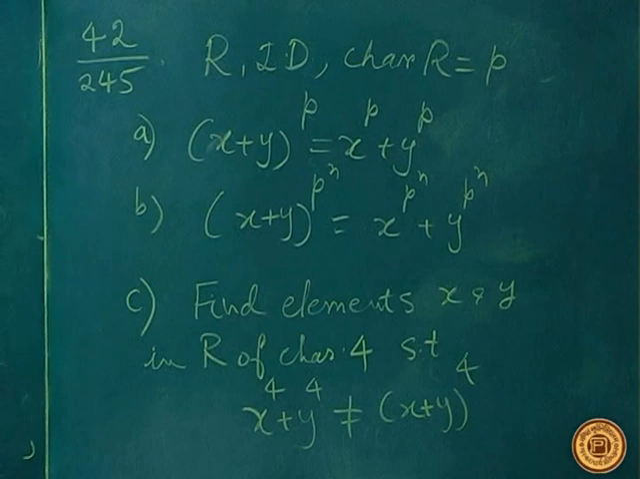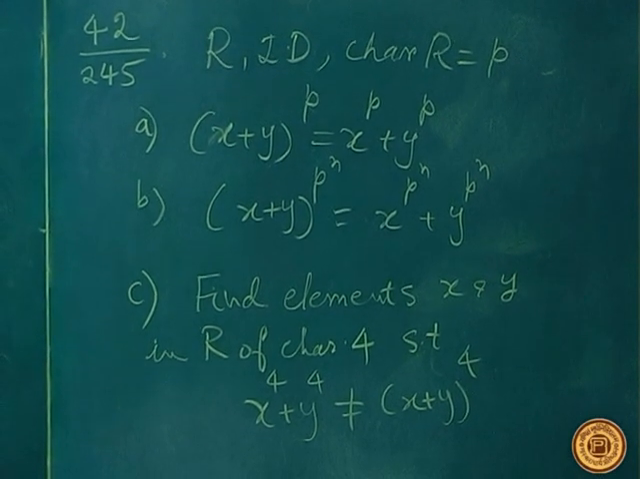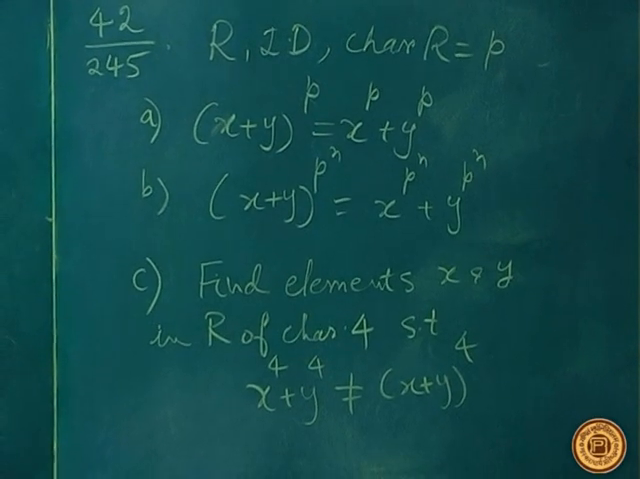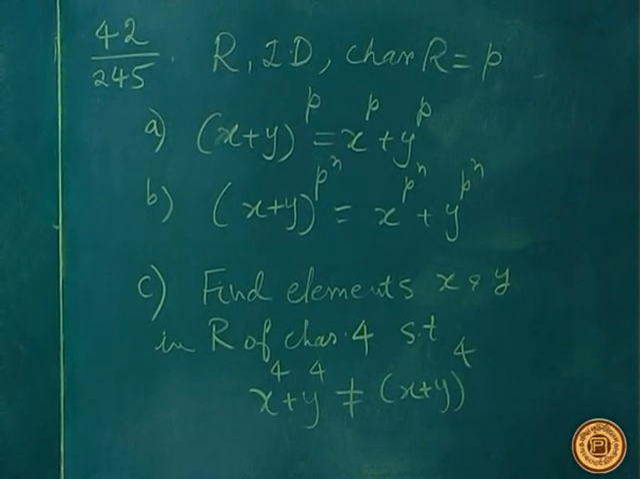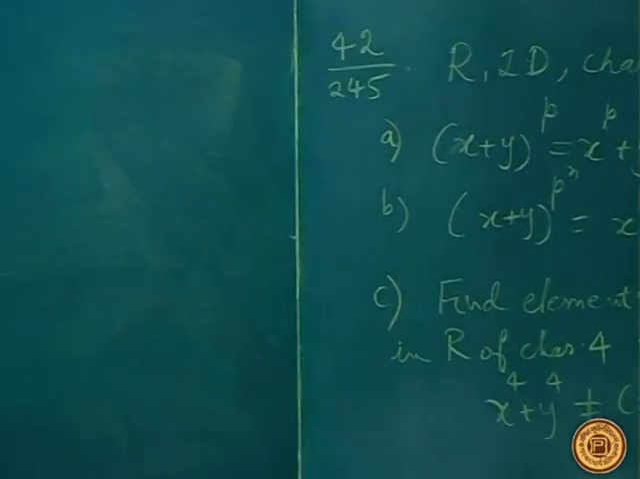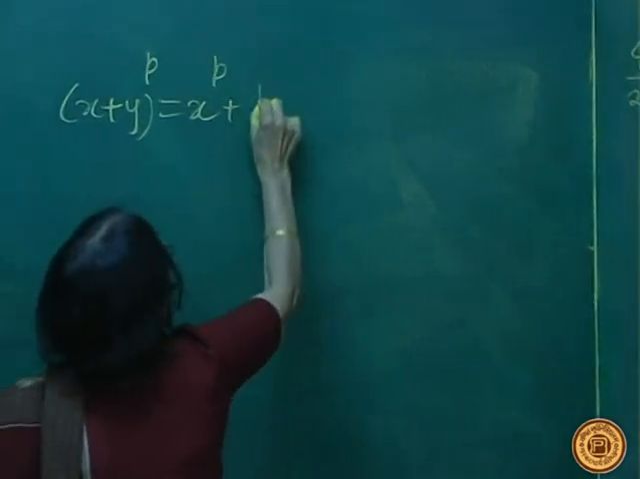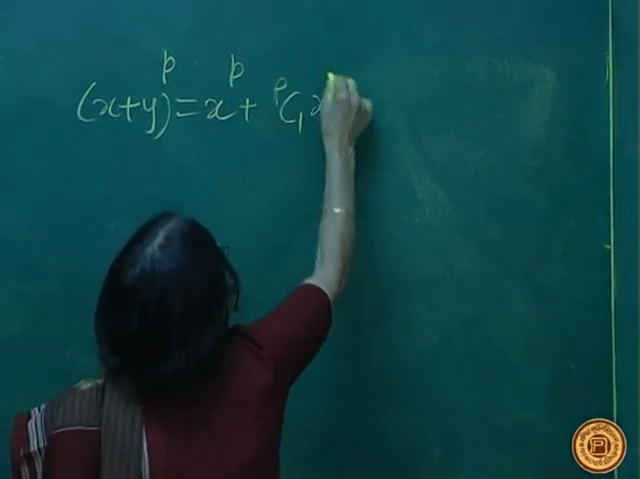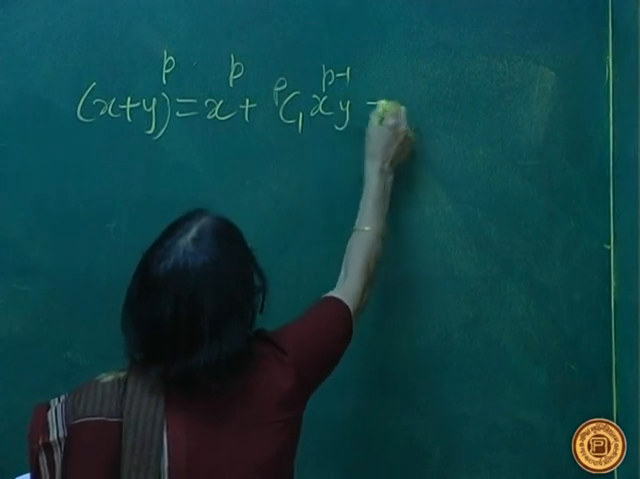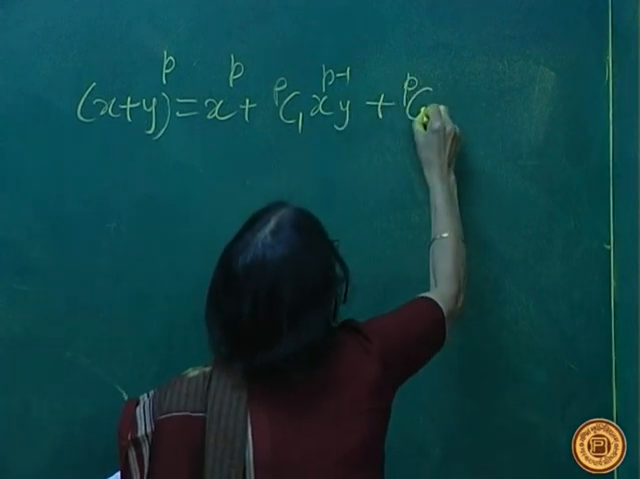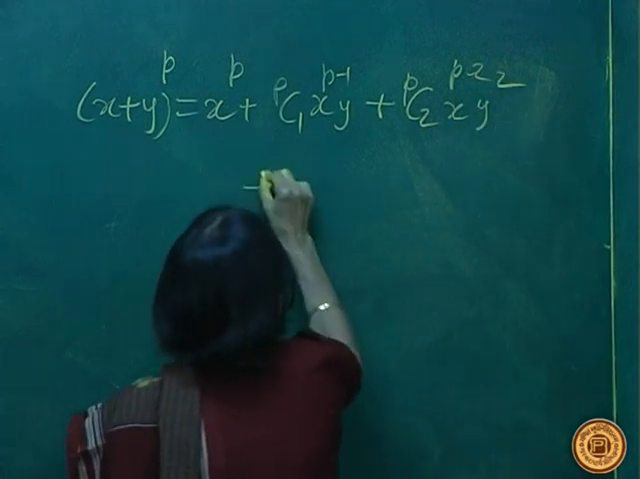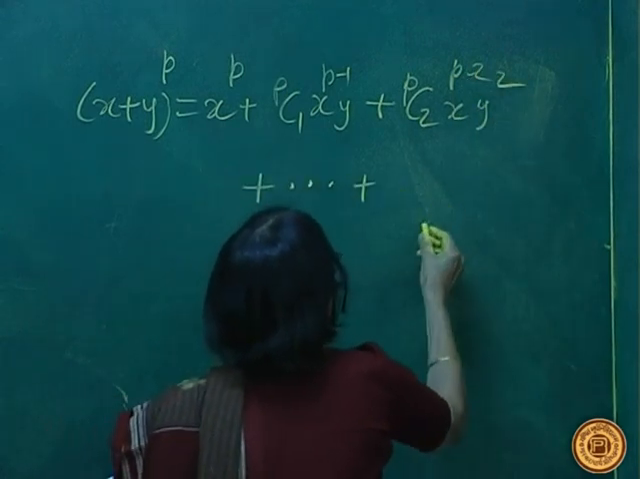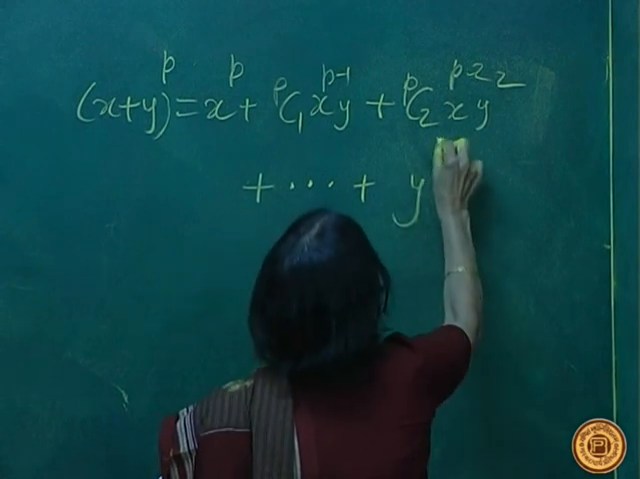Let us solve this. So what is (x + y) raised to p? Again, you have to use your old friend, the binomial theorem, and just expand. What is this? x^p + pC1 x^(p-1) y + pC2 x^(p-2) y^2 + ... plus finally y^p.